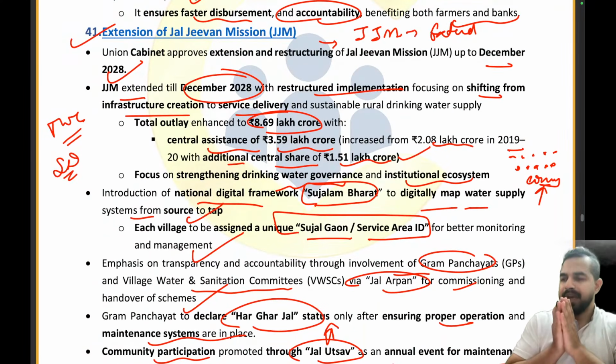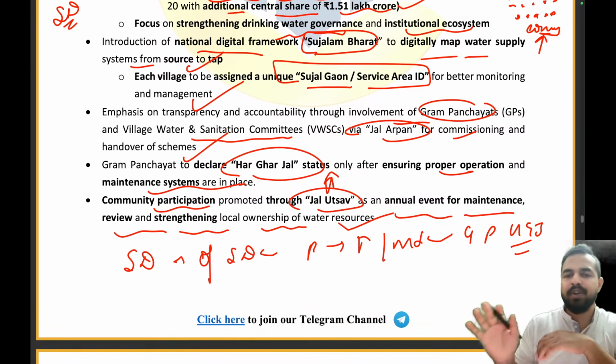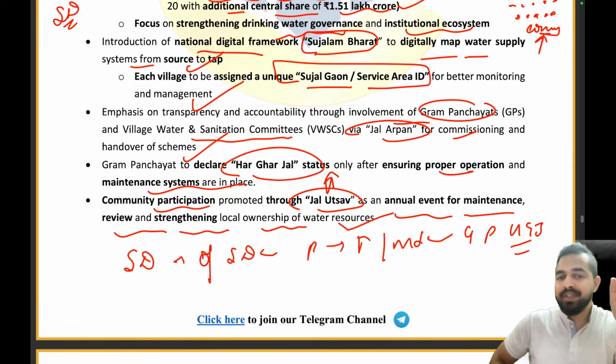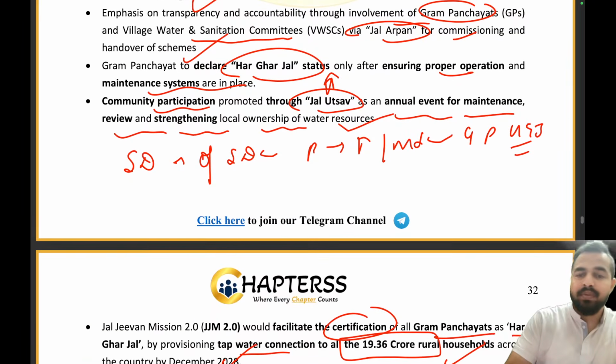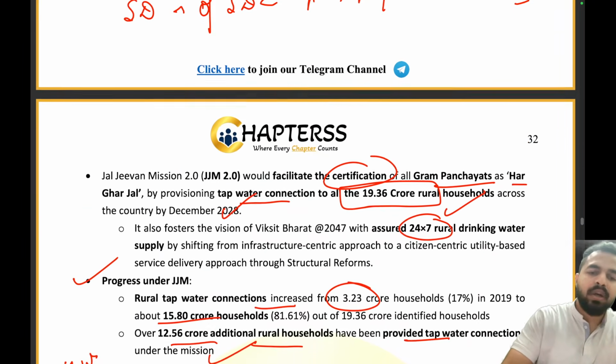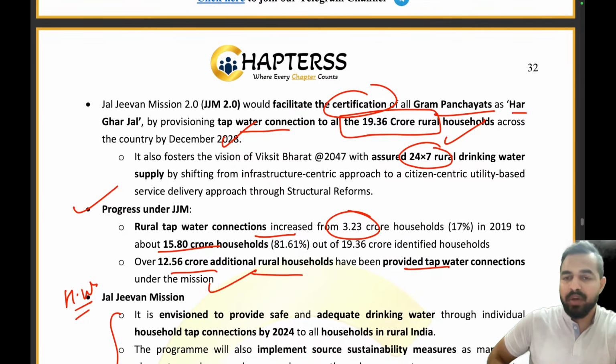Jal Jeevan Mission timeline has been extended to December 2028 with the outlay of 8.69 lakh crores. The introduction of the National Digital Framework of Sujalam Bharat to digitally map water supply systems from source to tap. Sujal Gaon or service area ID will be given to all of them. Then the Gram Panchayat will be given Jal Arpan for commissioning and handover of the schemes. The Gram Panchayats are required to allot Har Ghar Jal status after ensuring proper operation and maintenance systems are in place. Then Jal Utsav, which we have already covered in the first article of today's session. Then Jal Jeevan Mission has the target of 19.36 crore households by December 2028. Earlier the target was 3.23 crore, but we achieved 15.8 crores. That is 12.56 additional, right?